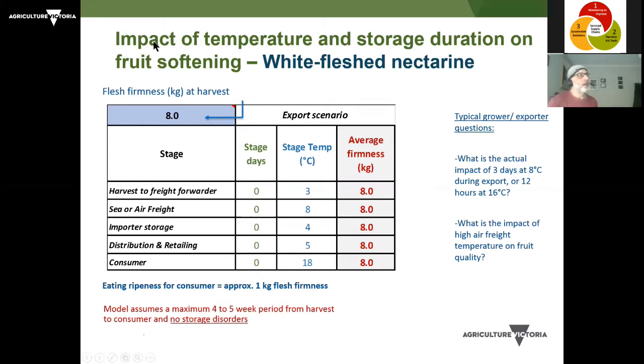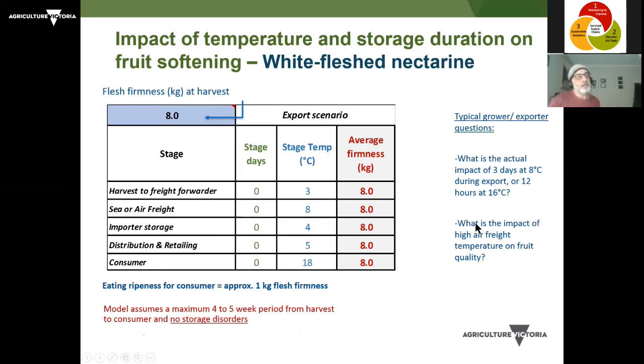So this is looking at the impact of temperature and storage duration on fruit softening, so on flesh firmness. And this is for a white flesh nectarine, let's say. Using this model, typically growers and exporters might have questions such as, what is the actual impact of 3 days at 8 degrees during export, or 12 hours at 16 degrees?